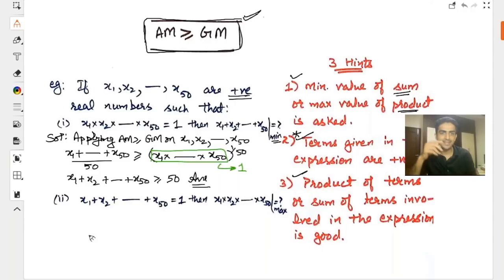In the question, they were asking for the minimum value of sum, which is X1 plus X2 so on to X50. Second, the terms involved, that is X1, X2, so on to X50, were given to be positive. Third, the product of these terms, X1, X2, so on to X50 is good. It is given to be 1. So all the criteria are matched. So you just apply AM, GM on these 50 numbers.